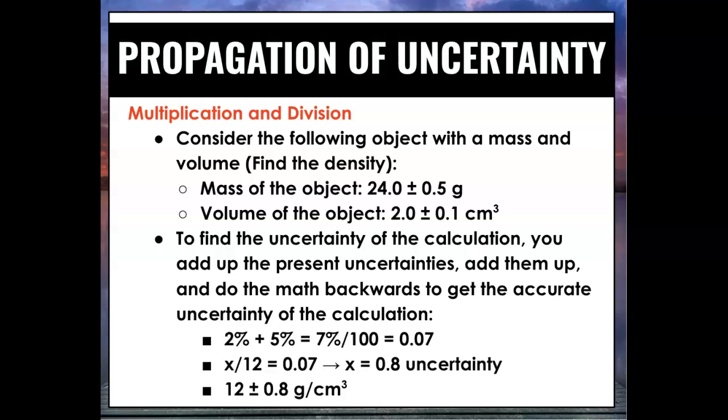Here's how you find the plus or minus error that you need. So you take the 2% that you have and the 5% you have, you add them together, and you divide that by 100 to get 0.07. Then you have an equation: x divided by 12 equals 0.07. Do the math to get 0.8, and you're provided with the answer of 12 plus or minus 0.8 grams per centimeter cubed.